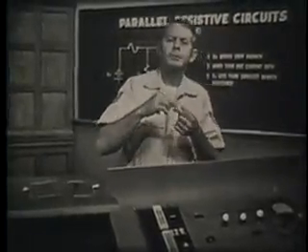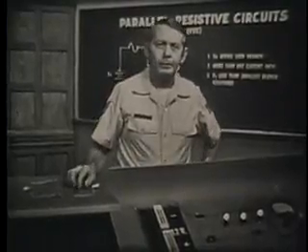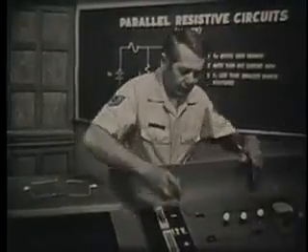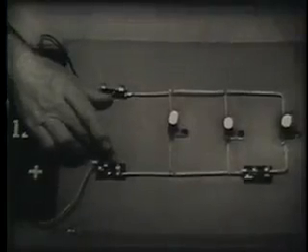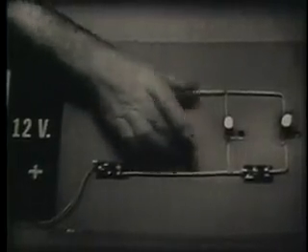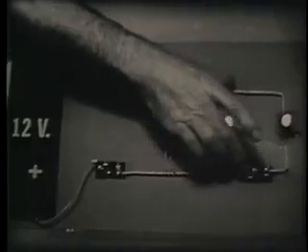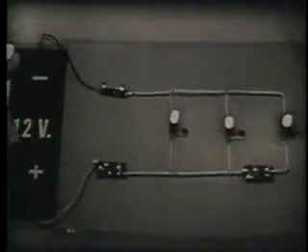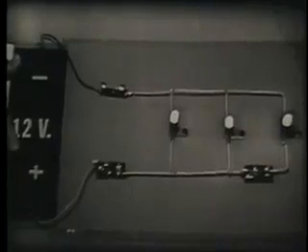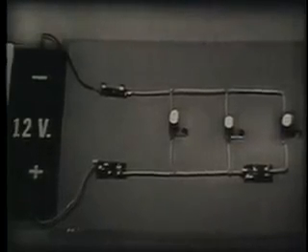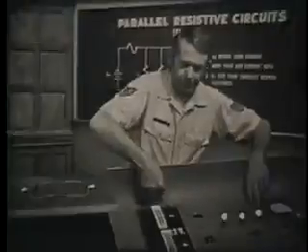Okay, so the parallel circuit has more than one path for current. But what about the voltage? Well, notice on this trainer that each branch is connected directly across the battery. Let's investigate this further by building a parallel circuit.